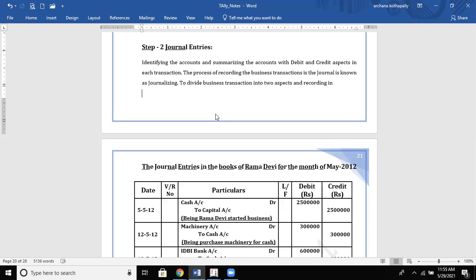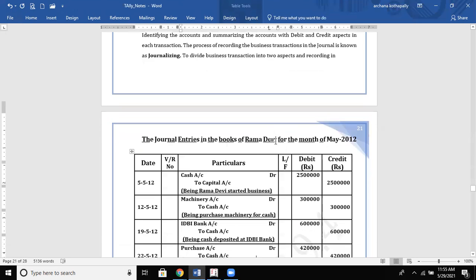So we are going to summarize the accounts with aspects of debit and credit in each transaction. In each transaction, we are going to value it, whether it is a debit transaction or a credit transaction. The process of recording the business transaction in the journal, basically whatever we are recording, that process in the journal is known as journalizing. So here you're knowing the aspects and you're journalizing it. Nothing but you're identifying the debit aspect as well as the credit aspect and journalizing it, to divide the business transaction into two aspects and record it.